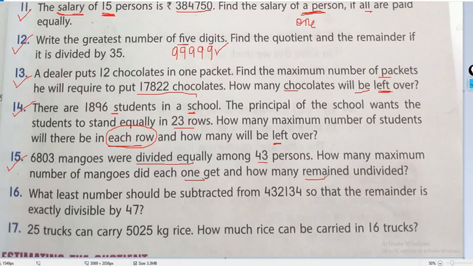number of mangoes got by 43 persons is equal to 6,803 and number of mangoes got by one person is equal to big number divided by small number. Okay, this is one way of framing the statement, and another way also you can frame that you want. Now see the solution. Maybe in the solution, how many remain undivided, they are simply asking if we are distributing among 43 persons, are we getting some remaining mangoes or not? So let us see. I am going to show you.